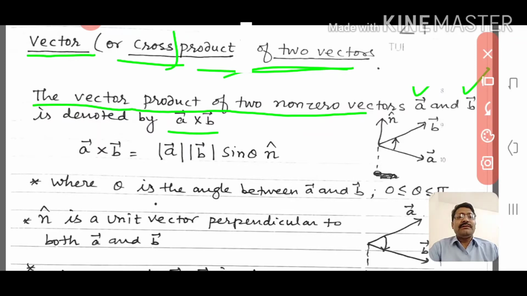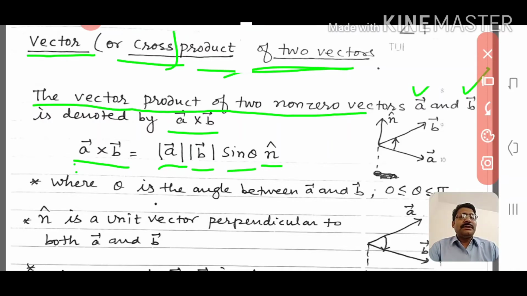And how can we find A cross B? You can check: A cross B is equal to modulus of A into modulus of B sine theta n cap. Now you will ask, what is n cap? N cap is a vector that is perpendicular to both vectors A and B.